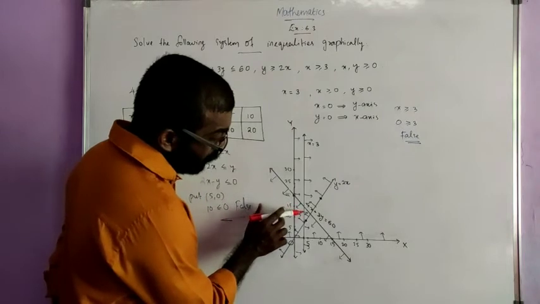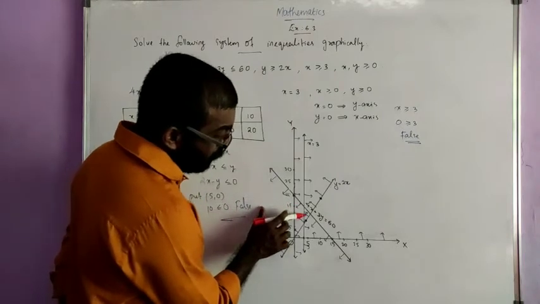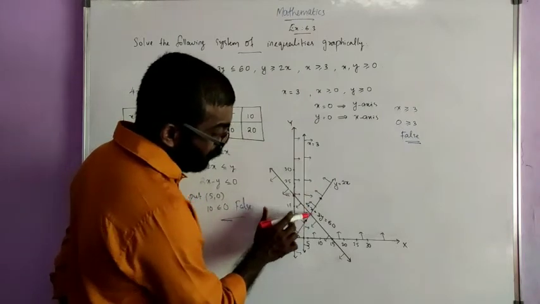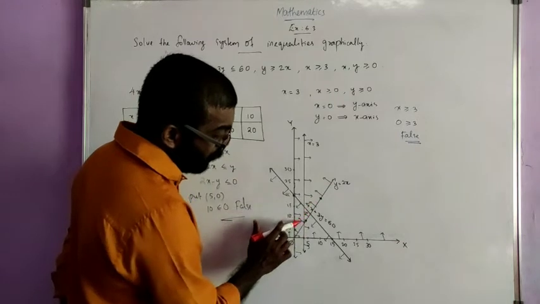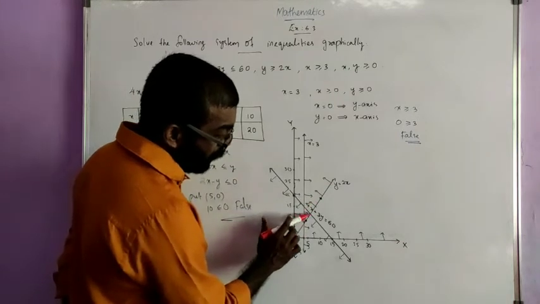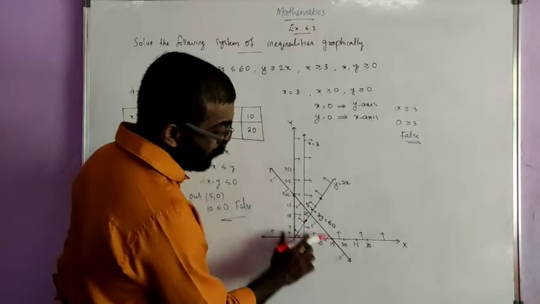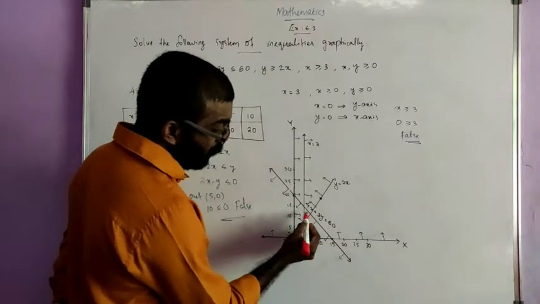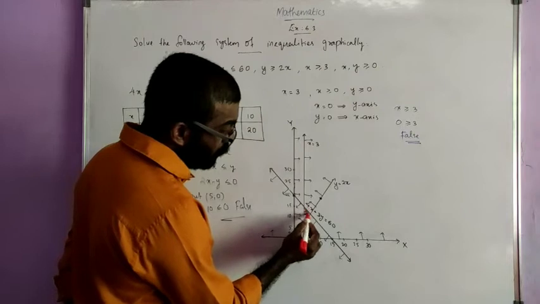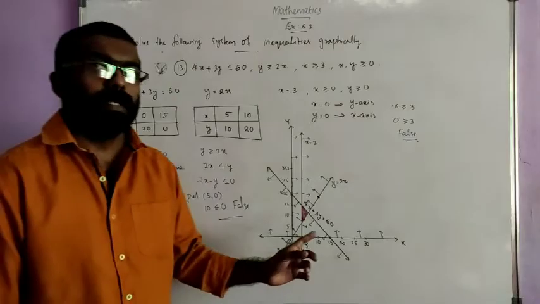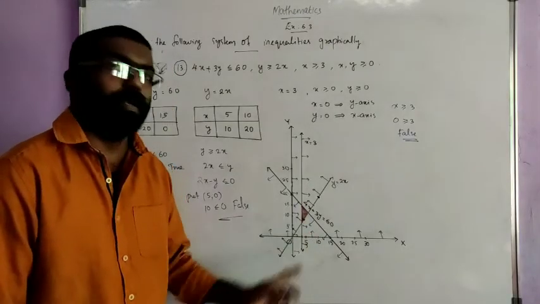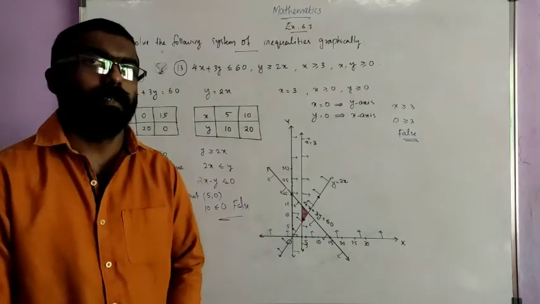So this small triangular portion will be the solution region, because it is the left part of this line y equal to 2x, the right of this line, and the lower part of this line 4x plus 3y is equal to 60. So this portion we have to shade. So this shaded portion will be the solution region.